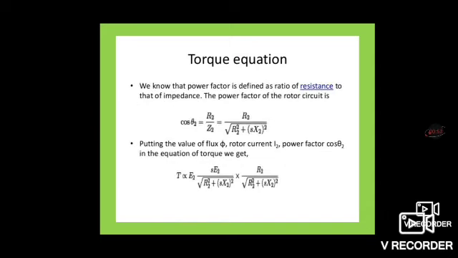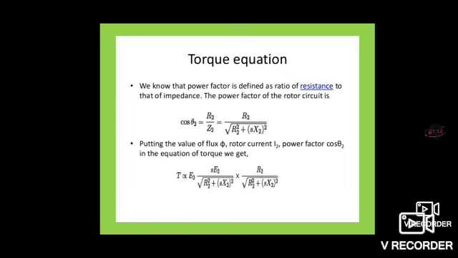We know that power factor is defined as the ratio of resistance to impedance. The power factor of the rotor circuit is cos theta 2, which is equal to R2 divided by Z2. That is equal to R2 divided by the root of R2 squared plus (sX2) the whole squared.